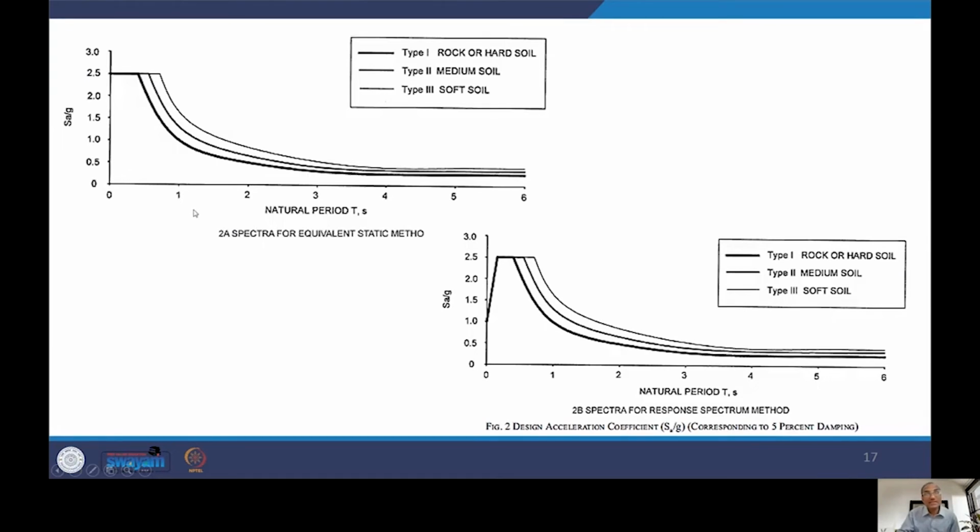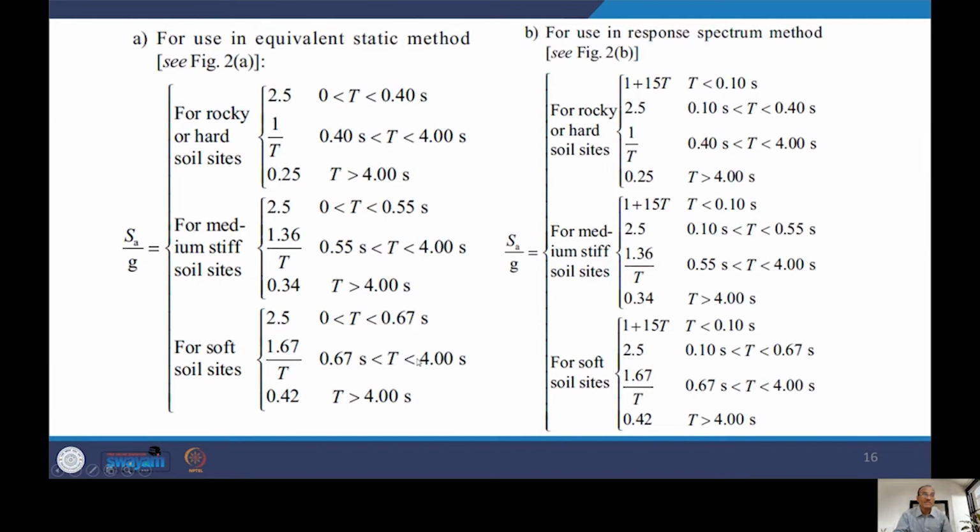But in the other figure, which is for the response spectrum method, you could see that this starts from value 1. All 3 curves start from value 1, and then they become 2.5. So let's see what the locations are here. If you see the data given here, the values from where the curves start reducing are 0.4, 0.55, and 0.67. These are the numbers listed here.